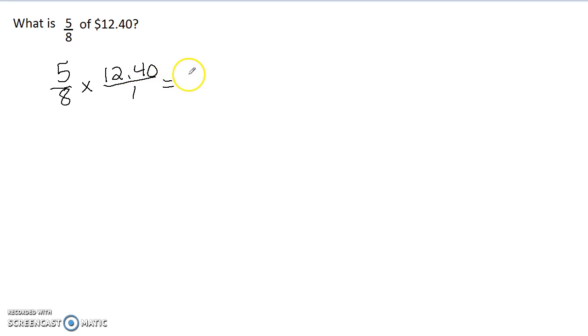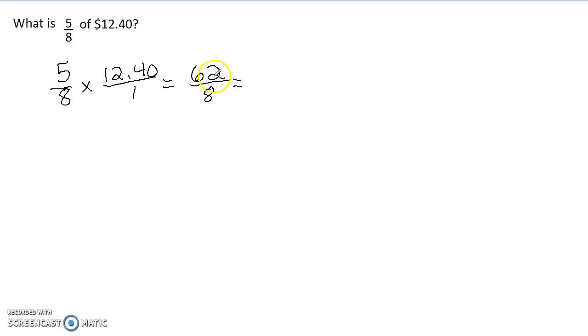Sorry, that's a little crooked fraction. And for those of you that just like to multiply straightforward through the tops and the bottoms without simplifying within, which I'll talk about in a moment, let's just go ahead and multiply 5 times $12.40, or 12.40 in this case, of just the basic multiplication. And you're going to get 62. It's going to be all over 8 times 1. So we have 62 over 8.